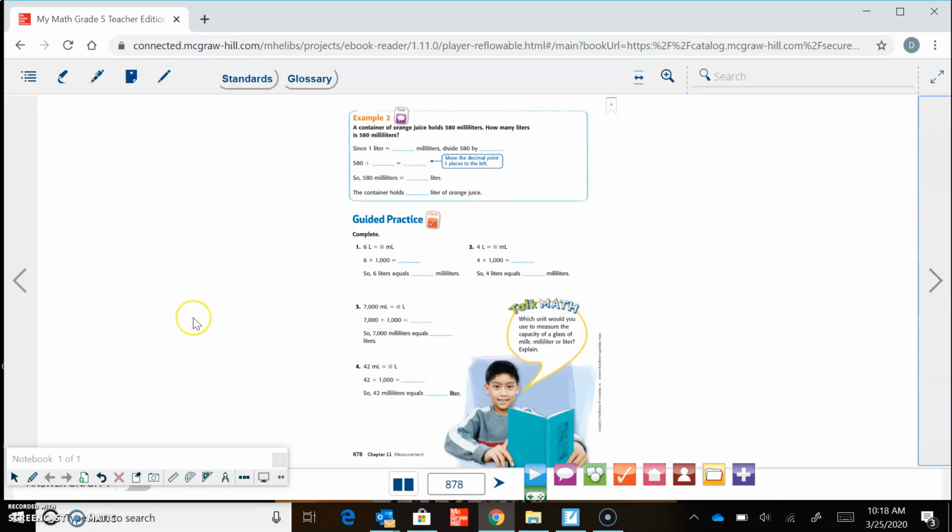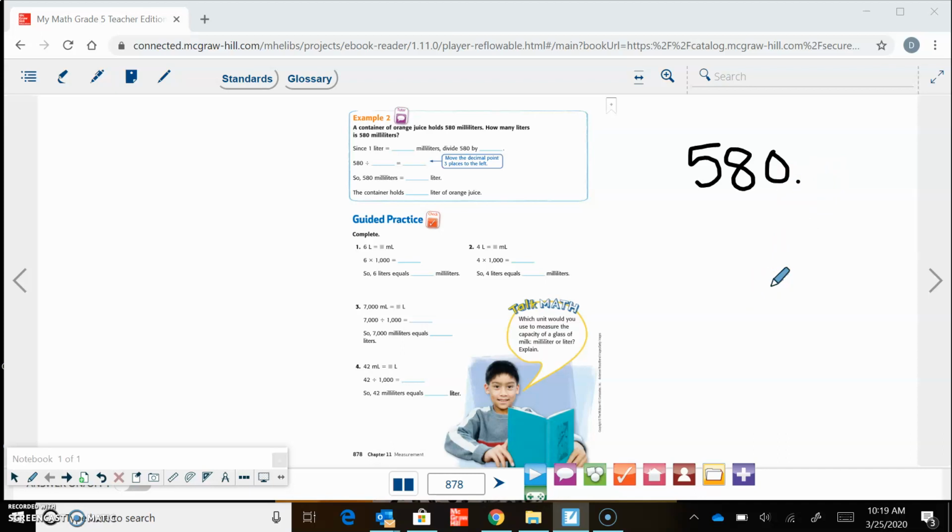Okay, a container of orange juice holds 580 milliliters. How many liters is that? So now we're going from milliliters to liters. So that is fly to horse, divide, of course. So I'm going to write, this is the number they're giving me, 580 milliliters. If you don't see a decimal point, you assume that it's at the end of that number.